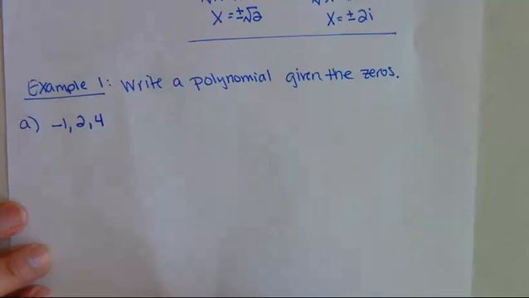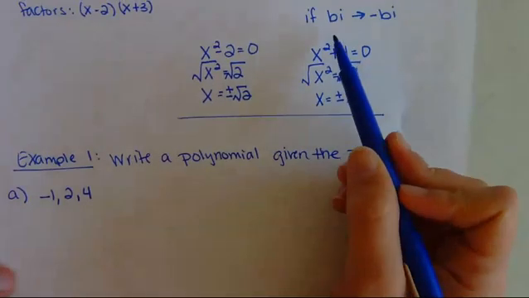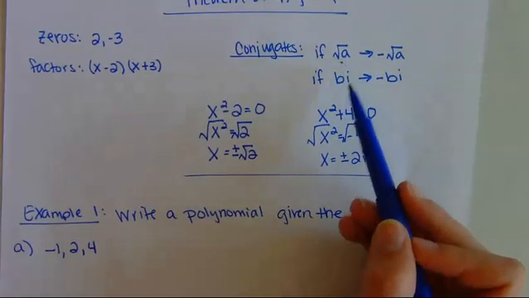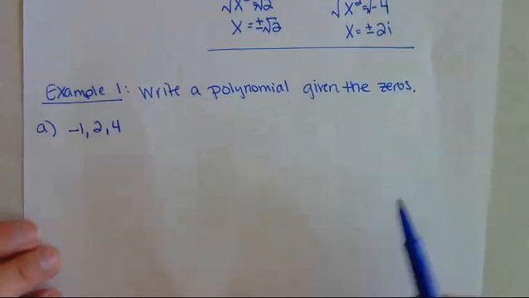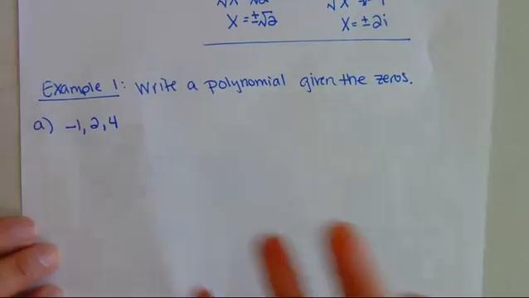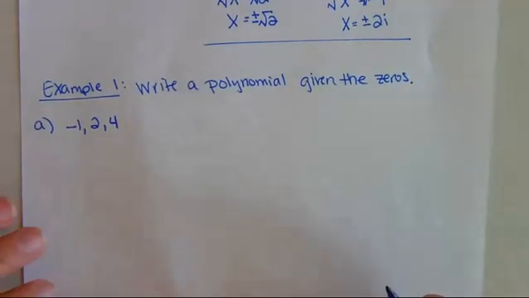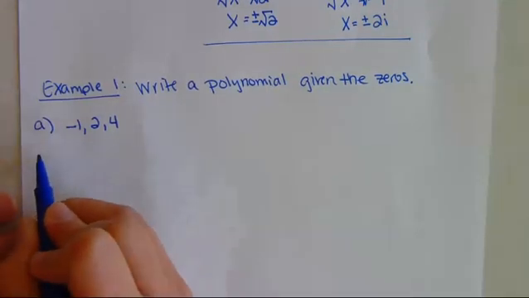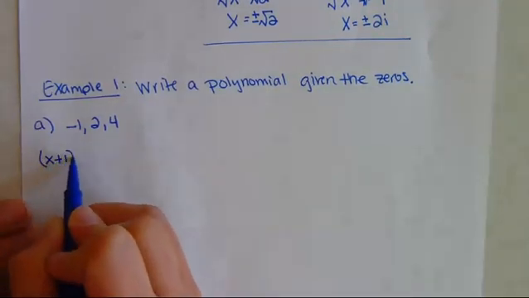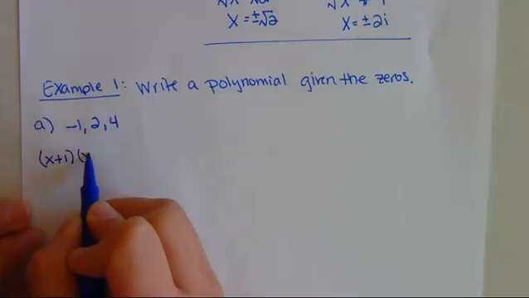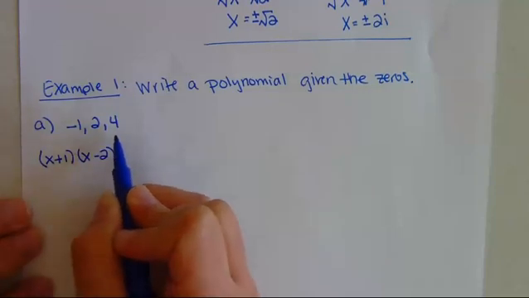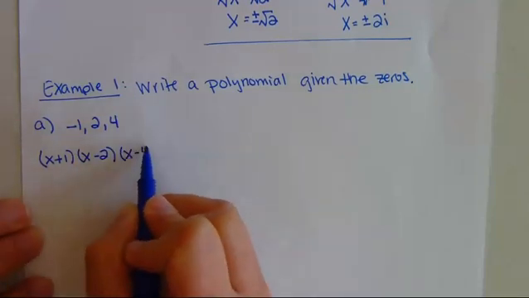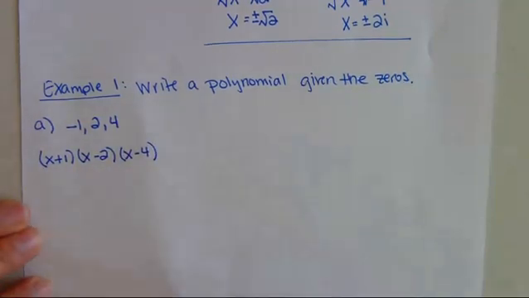First thing you do is you check, are there any imaginary or irrational zeros that we have to find the conjugate of? The answer is no. If there were, we want to make sure we included those as well. So now we'll take our zeros and we'll turn them into factors. So -1 would turn into x plus 1, +2 would turn into x minus 2, and +4 would turn into x minus 4. Once we've done that, now we can go ahead and FOIL them all together.